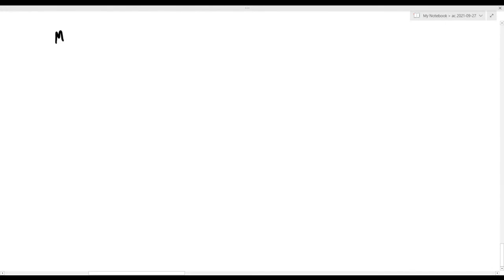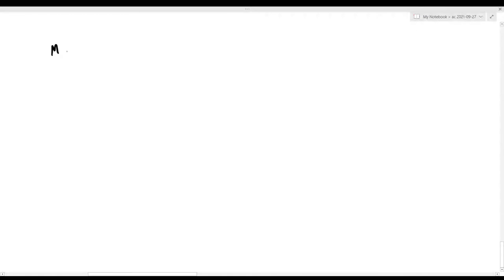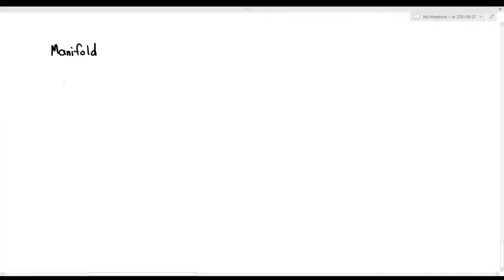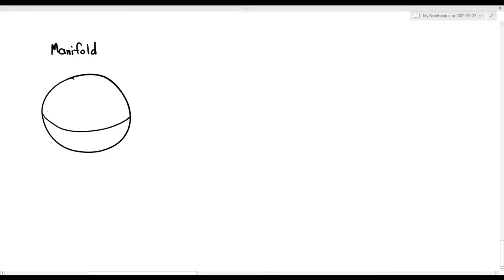So do you know loosely speaking what a manifold is? Have you come across that idea? I know I learned it, but I don't think I fully understood it. All right, so a sphere, not a solid ball, but just a sphere, is a two-dimensional manifold.